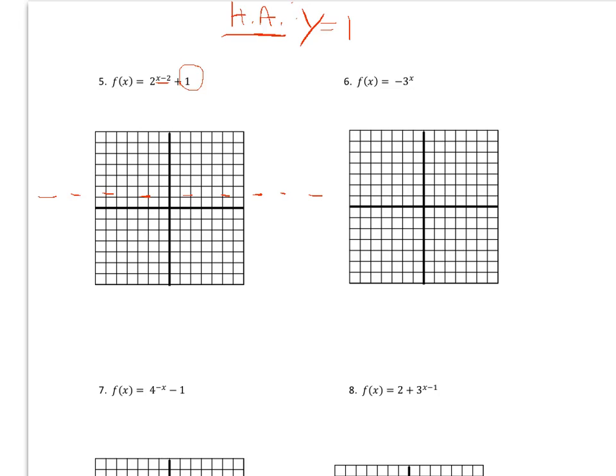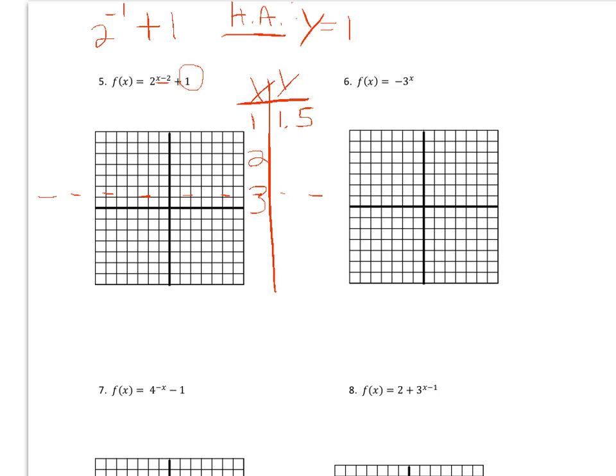So I'm going to make the XY chart right here. Okay, and let's do 1, 2, and 3. If I put in 1, I get 2 to the 1 minus 2, which is 2 to the negative 1, and then plus 1. Well, 2 to the negative 1 is 1/2, plus 1 is 1.5.